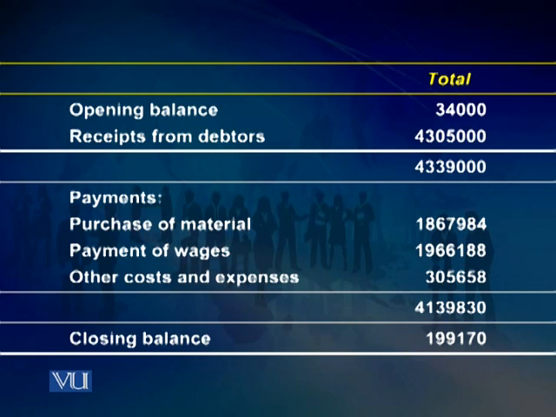4,305,000, to give the total cash available for the year, 4,339,000. Payments, again, the total payments can be put together, 1,867,984 are the payments, and wages, all payments of wages for the full year added together, 1,966,188, and other costs of 305,658. So total payments made were 4,139,830. The net balance after receipts and payments amounts to 199,170. This is the closing balance, which is the balance used in the balance sheet.